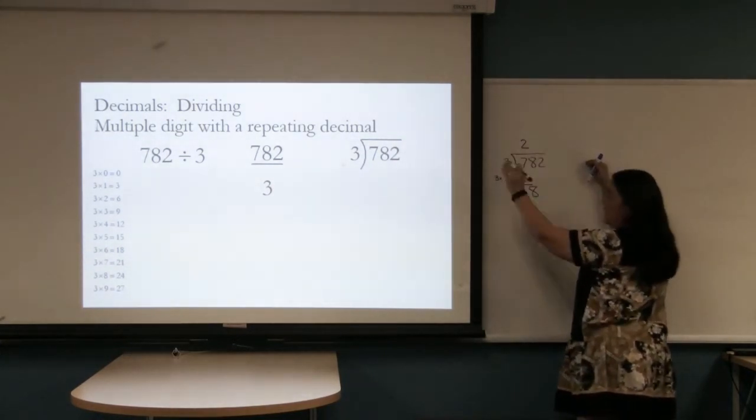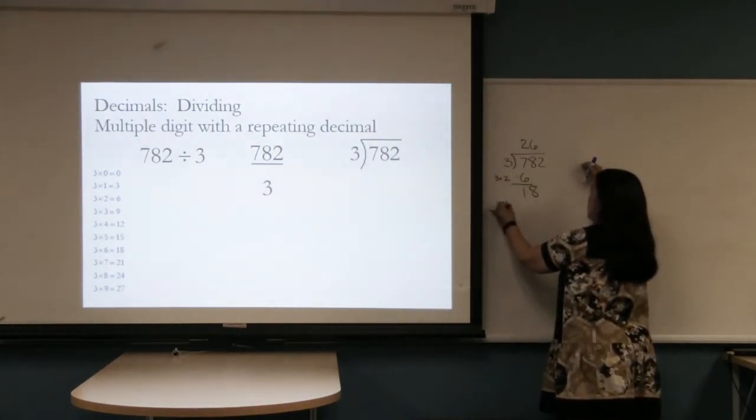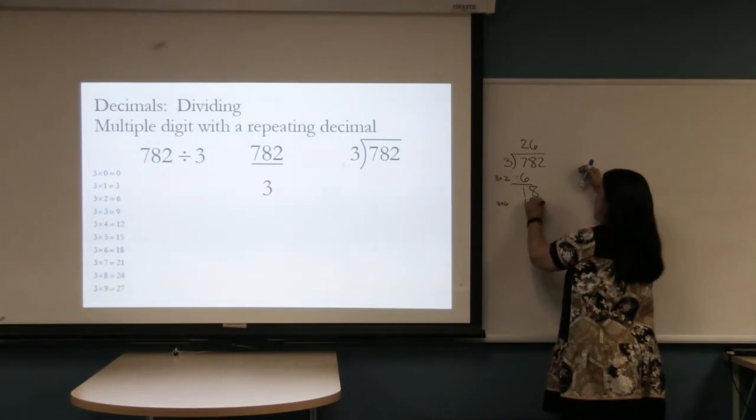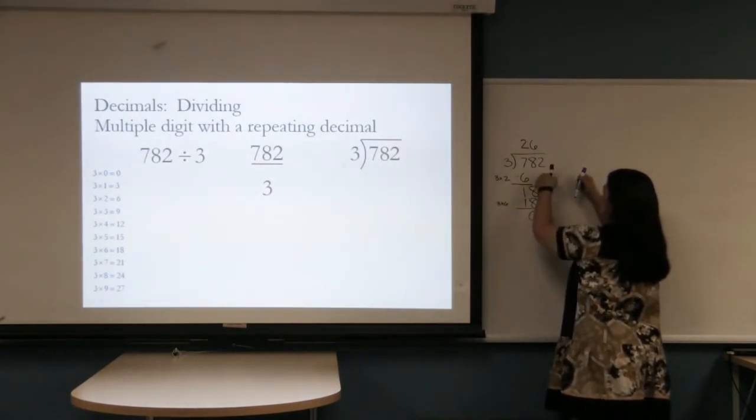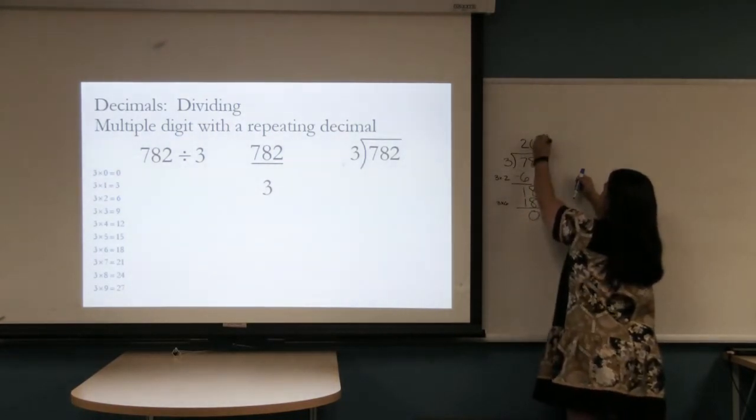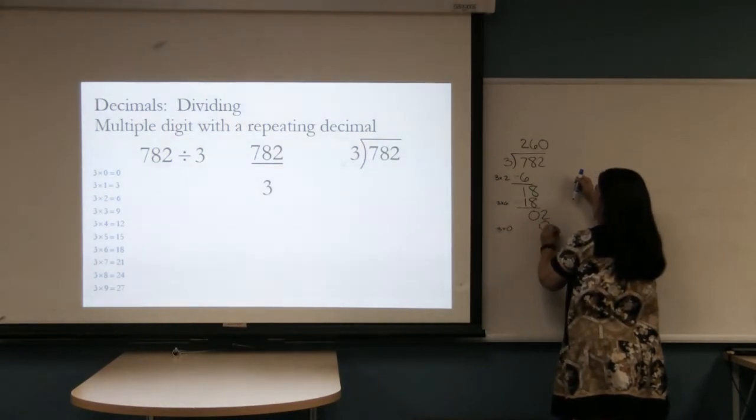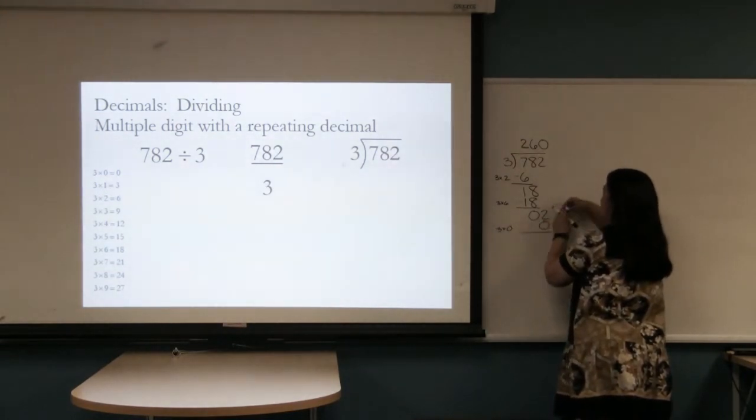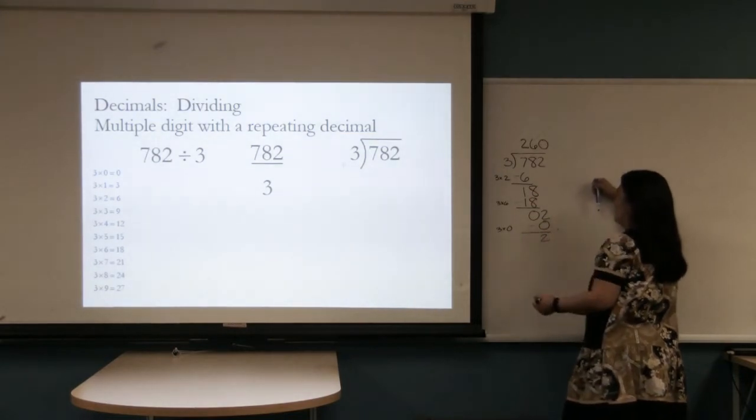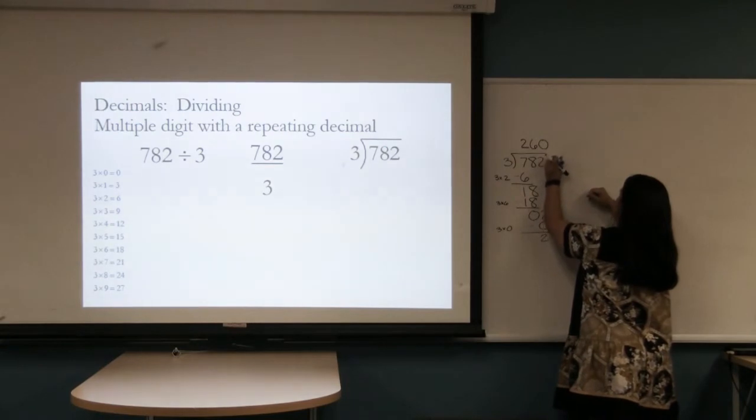3 into 18 goes in there 6 times, and 3 times 6 is 18, and we subtract and get a 0. This 2 comes down. 3 goes into 2 0 times, and we get 3 times 0 is 0, and we subtract, and we get 2 still. All right. But we want to make a decimal. It doesn't look like there's a decimal, but we're going to make a decimal.